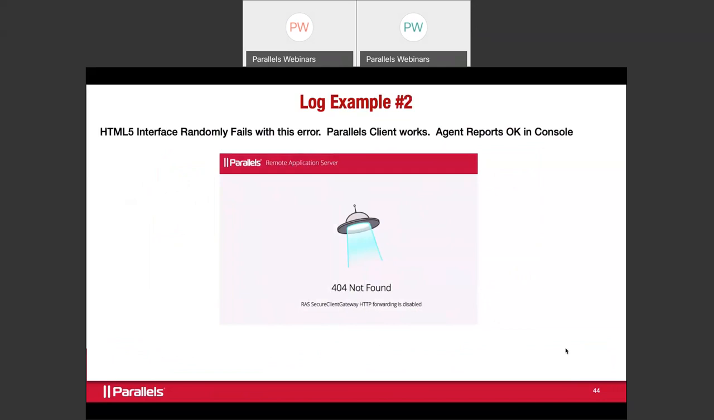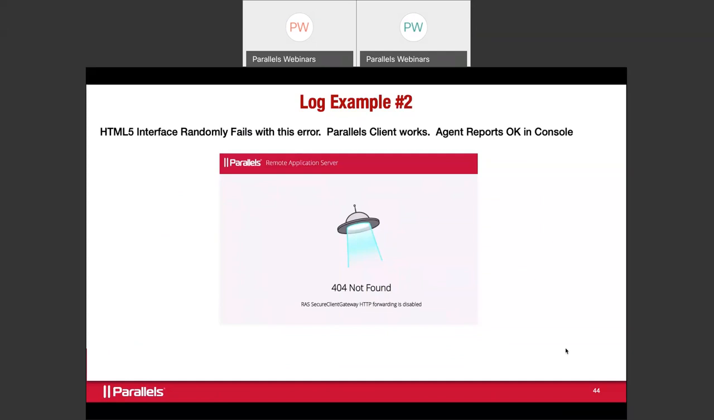This one actually happened to me personally. The Parallels client was working fine if I just used it directly, but when I was using the HTML5 interface, it would randomly fail, and I'd get this error. And this actually is the same error that we saw, by the way, when we did the SAML test, right? You made a typo in the HTML5 forwarding, and that would cause this problem, but I hadn't done that. It was still at the defaults. It's an internal lab. I wasn't going through anything too funky, but I was getting this where sometimes it would work and sometimes it wouldn't.